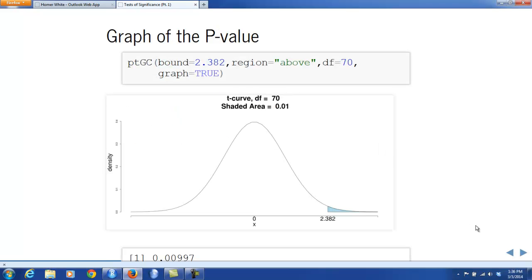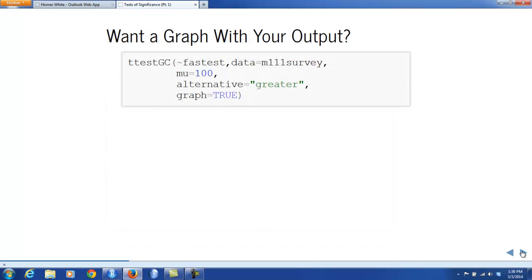Here's a graph of the p-value. So we're simply looking at a t-curve with degrees of freedom 70. The total area underneath any density curve is 1. The area underneath the curve past 2.382, the value of our test statistic, is quite small. It's about 0.01. If you'd like to see a graph like this, along with your output, all you have to do is add an extra argument called graph and set it to true.